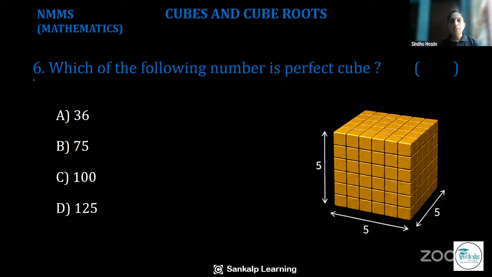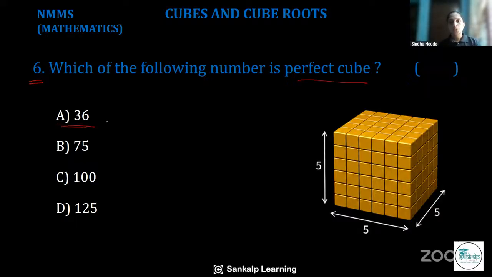Let us see question number 6. Which of the following numbers is a perfect cube? Option A 36, option B 75, option C 100, option D 125. Which of the following numbers is a perfect cube?